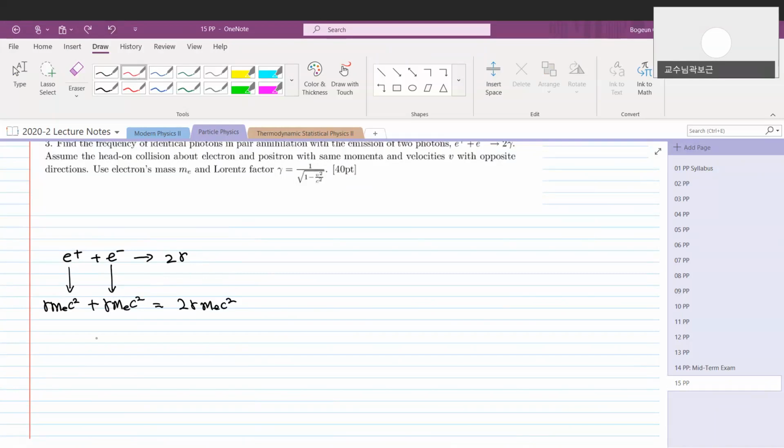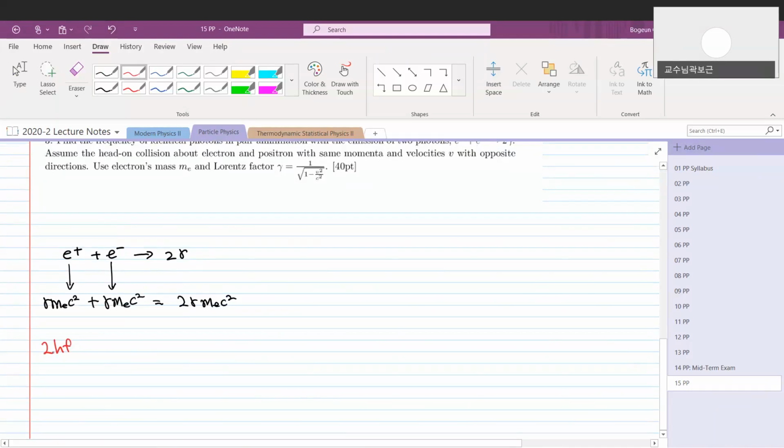So one photon has energy given by hf, but we have two photons, so 2hf. This is the final state energy. But before we do the full calculation, let's just demonstrate such a situation.